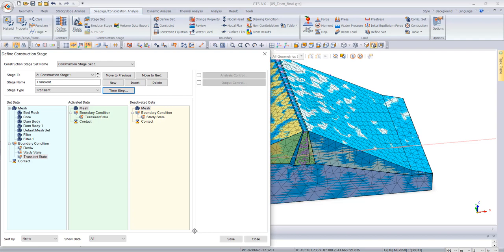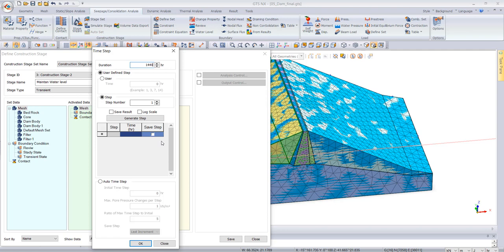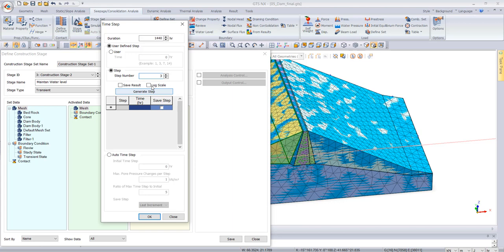Then the last case is maintain water level, and this is the time of the water staying stable at the lower 5 meter pressure, total pressure, and I put this time in 144 hours and do this in 3 steps, save everything, and I say okay, save, close.